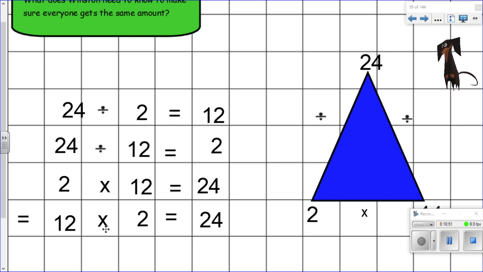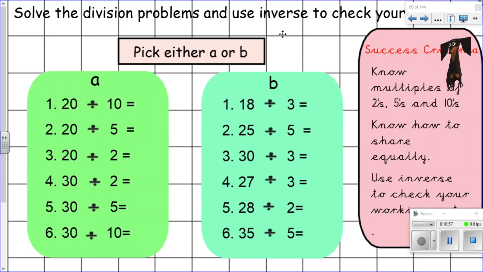So that is how I would like you to do your next task. You're going to use what you know about division and inverse and the commutative law to solve these problems. You can either pick A or B. I would like to see it in the pyramid form that we did previously. And you're going to be successful by knowing the multiples of 2, 5s and 10s, and 3s, know how to share equally, and use inverse to check. Good luck.